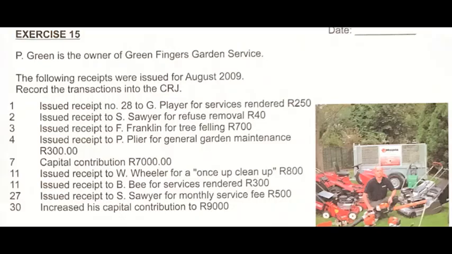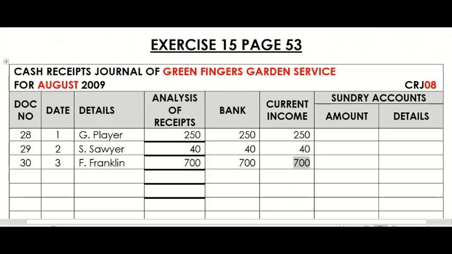The next transaction took place on the 4th. We issued a receipt to P. Plier for general garden maintenance for 300 Rand. So in the CRJ, it will be receipt number 31. On the 4th, P. Plier, 300 Rand will go to your till. It's the only transaction for the day, so you can draw a thick line and deposit the money into your bank account. And it's for general garden maintenance, which counts as a service and therefore as current income.